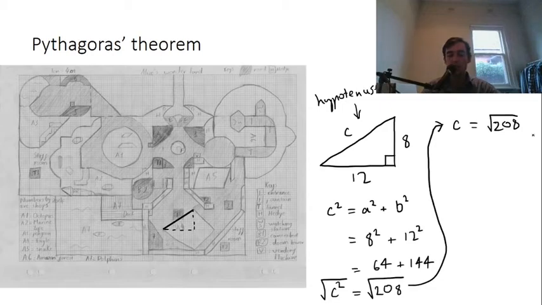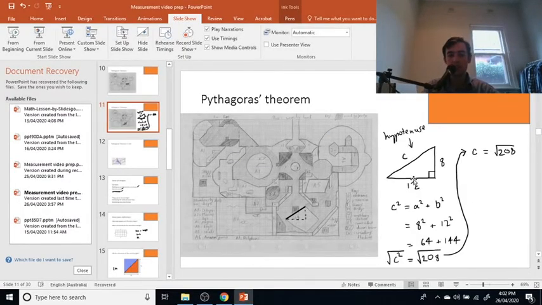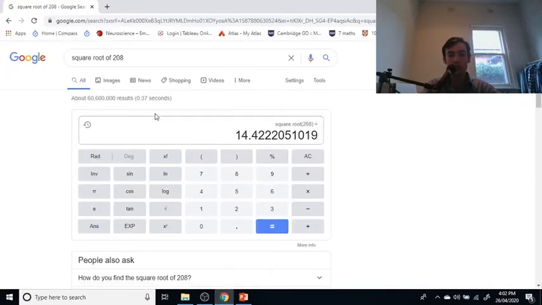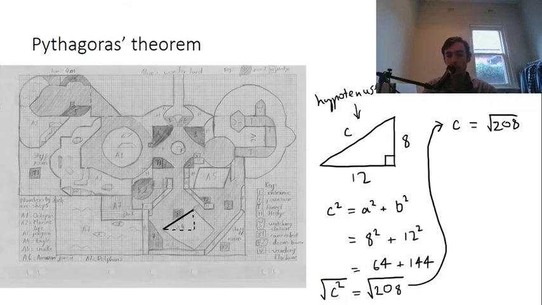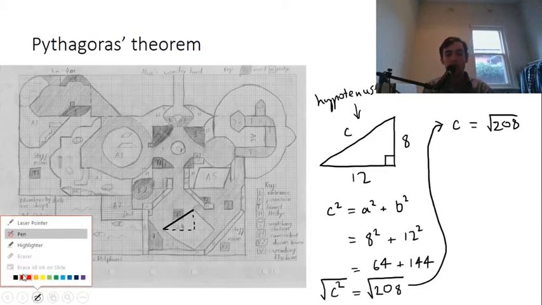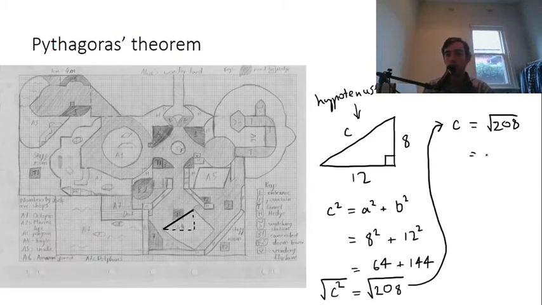Last time I did this, my PowerPoint presentation disappeared. We'll see if it stays there. Okay, so square root of 208, I already did this and looked it up. It's 14.4. Oh good, it's still there. Alright. So, 14.4.